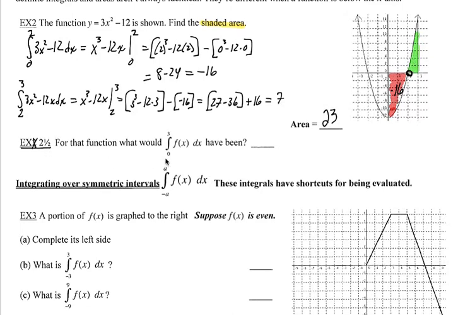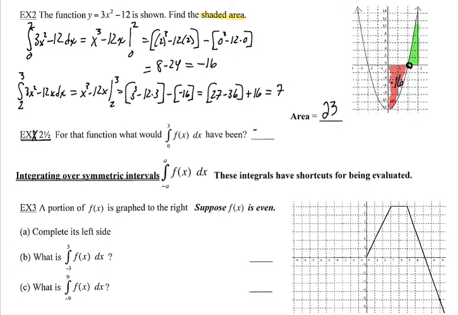Example 2.5, what's the value of the integral from 0 to 3? Well, then the integral is going to be looking at negative 16 plus positive 7. So that is going to be -9. Make the negative prominent here because that's the important part.